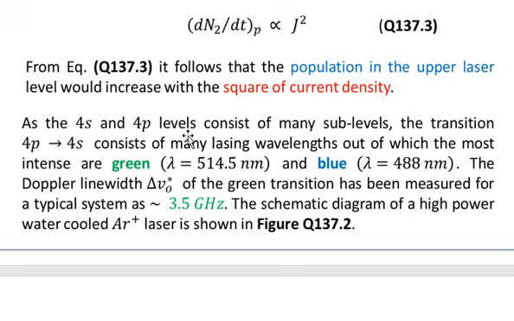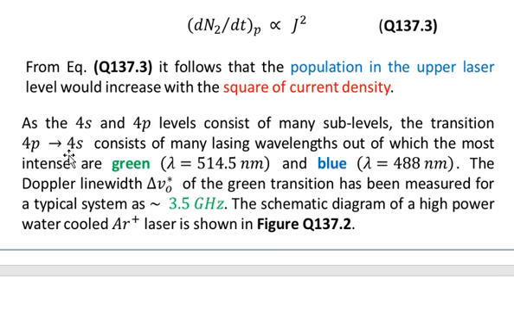As the 4s and 4p levels consist of many sublevels, the 4p to 4s transition consists of many lasing wavelengths, out of which the most intense are the green, with lambda equal to 514.5 nanometer, and the second one is blue, with lambda equal to 488 nanometer. These are the more intense beams, that is, their probability of emission under the 4p to 4s transition is very high. So green and blue wavelengths are the most intense wavelengths emitted under the transition from 4p to 4s.